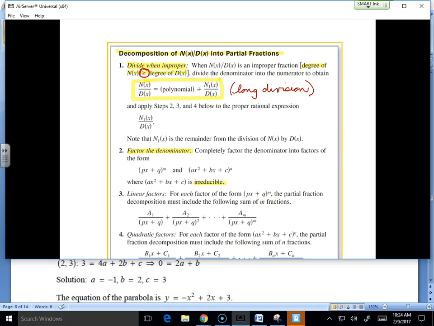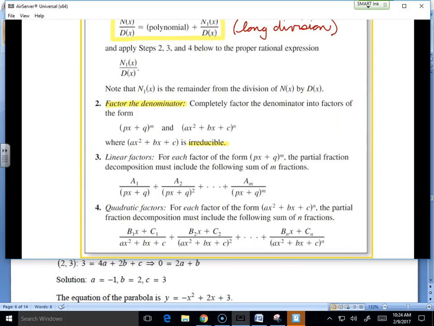Now, they have all these snazzy things, like factor them into mx plus b and ax squared plus bx plus c factors. But we've been factoring this year, and we'll review it some more this section, but long story short, factor until you can't anymore, okay?